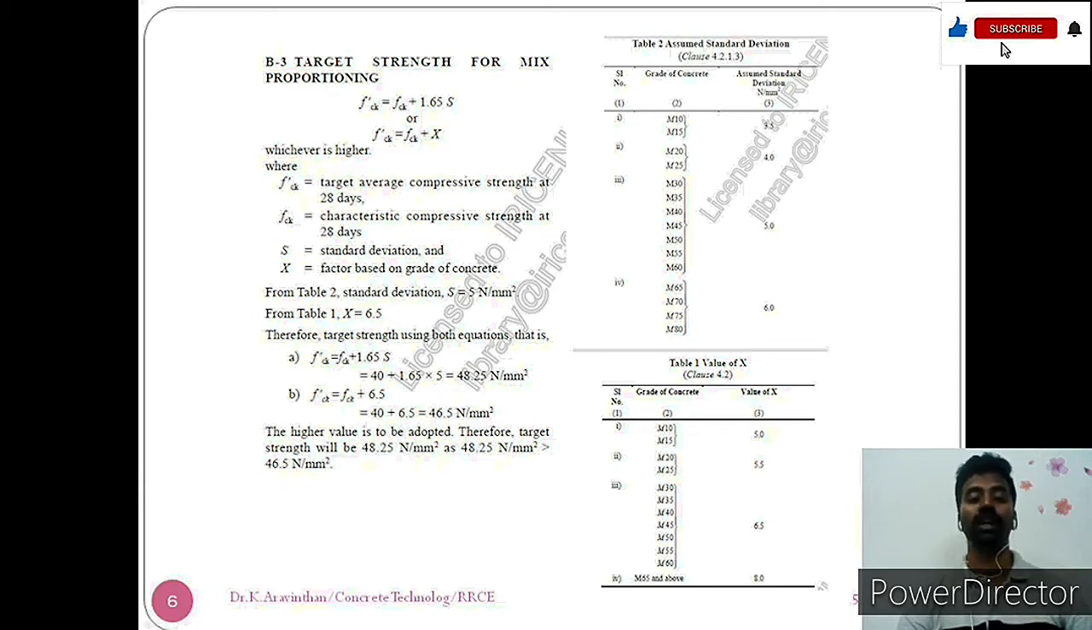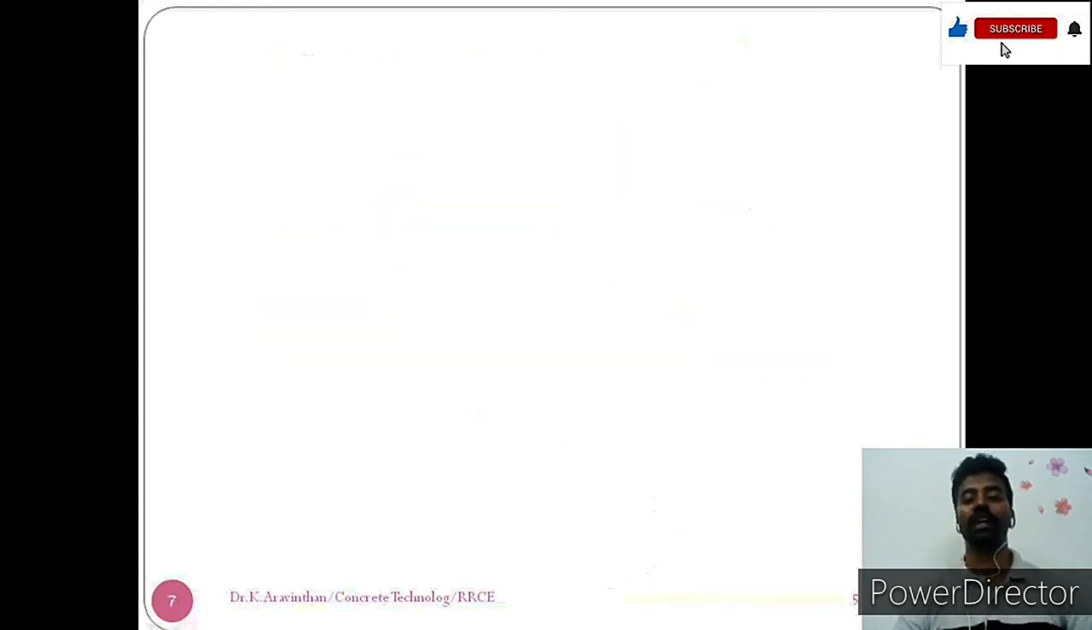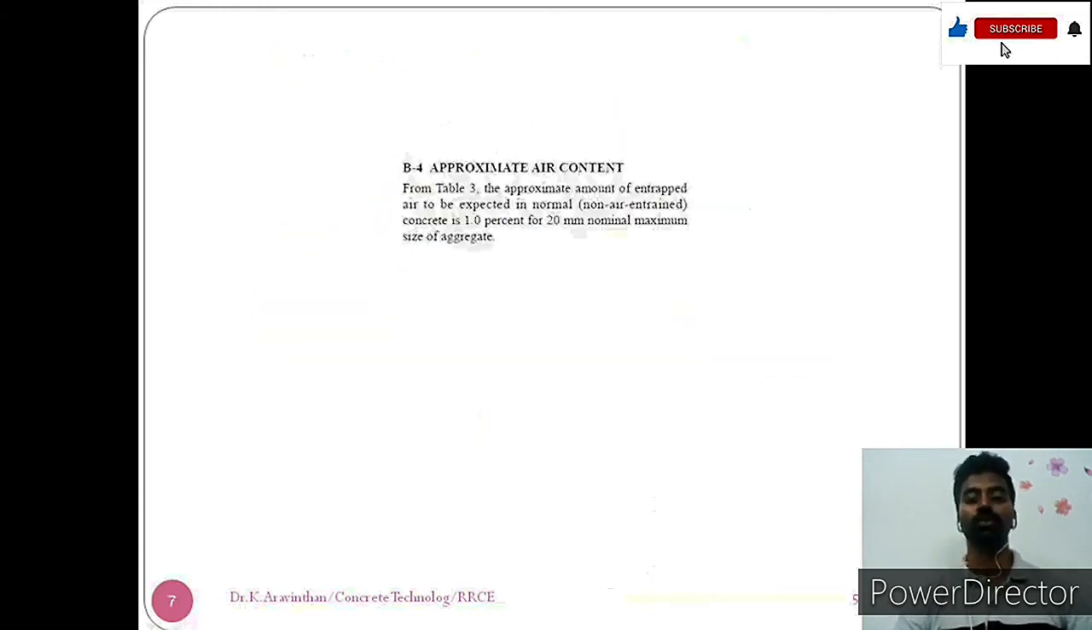So we will take the higher deviated value, that is 48.25 Newton per mm square, as the targeted strength. If you are targeting the higher, we will not have the probability of failure of concrete, which gives the lesser strength as required.